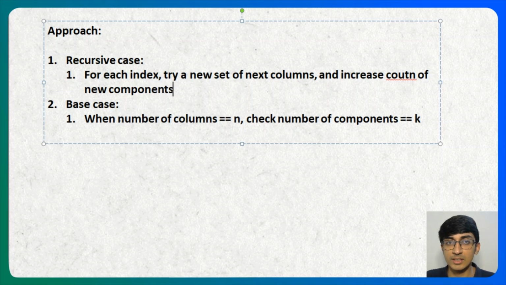So, and increase the count of the new components by changing things around, right? And once we reach the nth column, that's the base case, then at that point check if the component count is equal to k. If it's equal to k, then we are done, right? Okay, so let's come back.